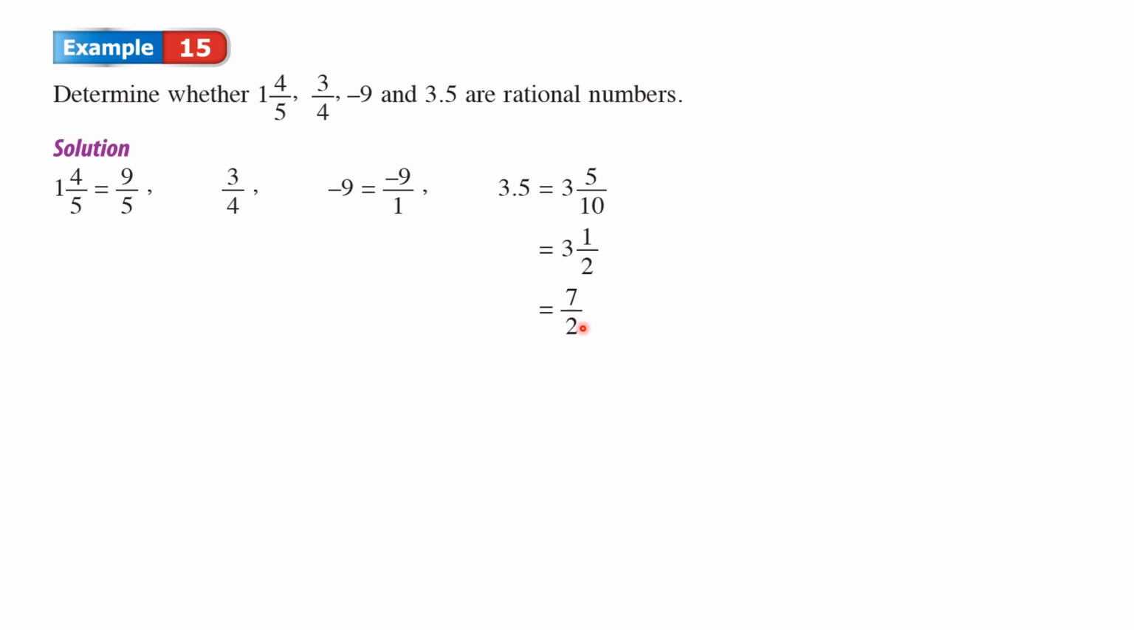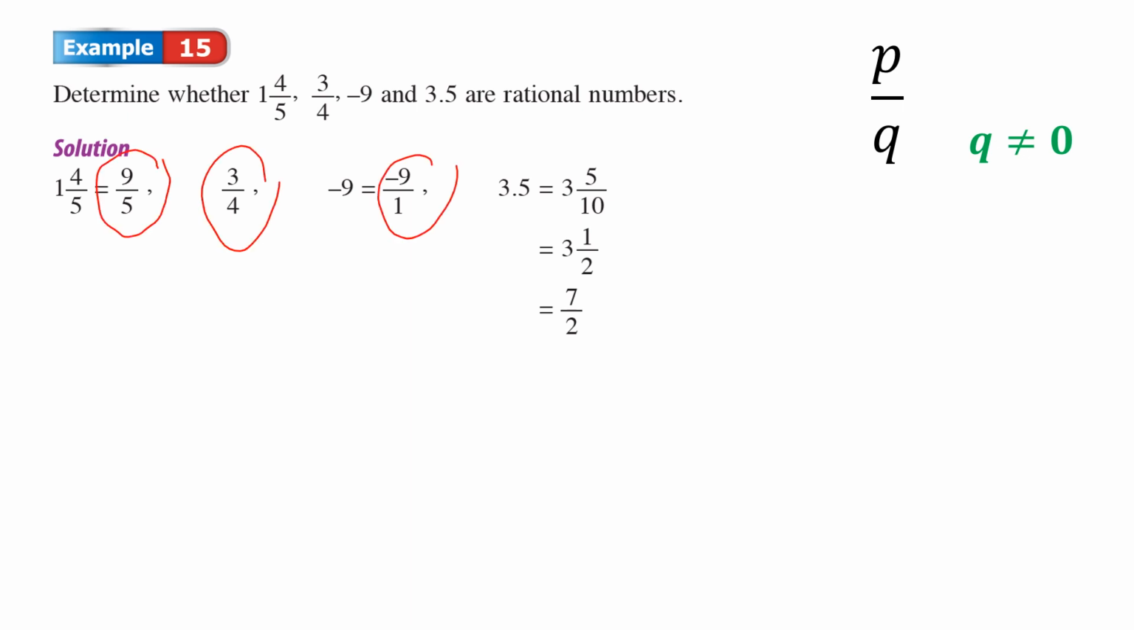Okay, so what can you observe here? 9 over 5, 3 over 4, negative 9 over 1, 7 over 2. All of them can be in the form of P over Q. Okay, all of them appear in the form of P over Q. Alright, so you can check it, compare it. There you have it. 9 over 5, 3 over 4. It is in fraction form. This one in fraction form. This one also in fraction form.